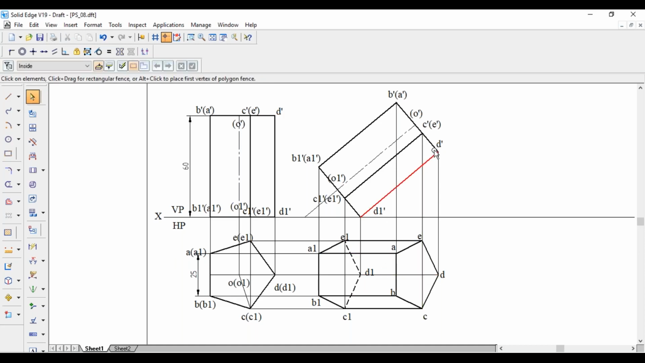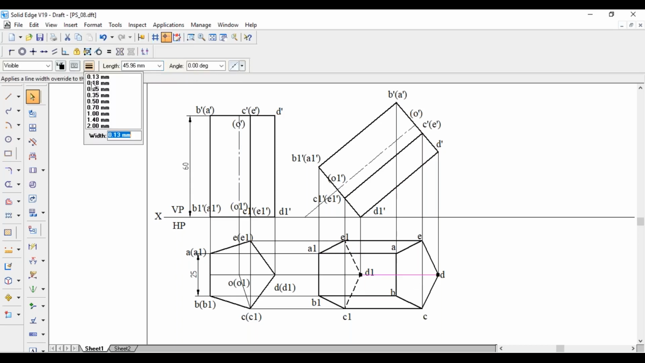Next, DD1. This is the D dash D1 dash. It is away from the observer. It is invisible. So this should be dotted line.